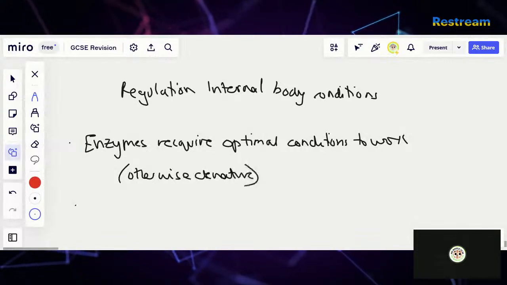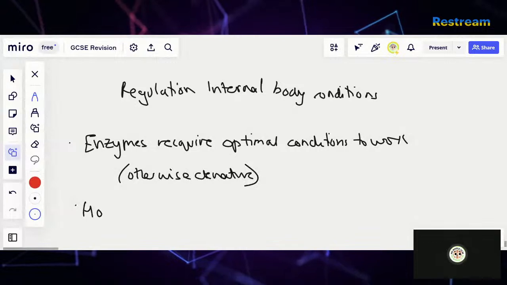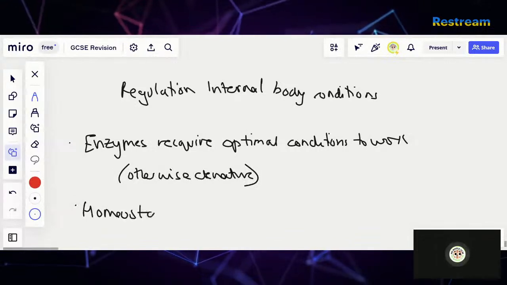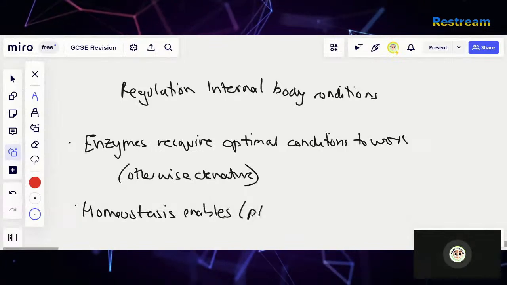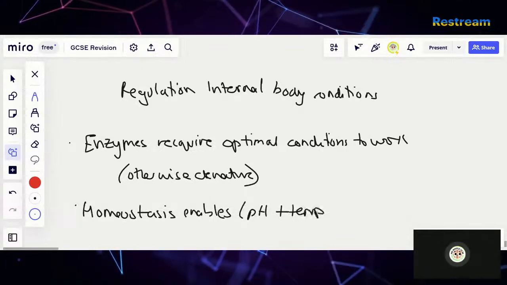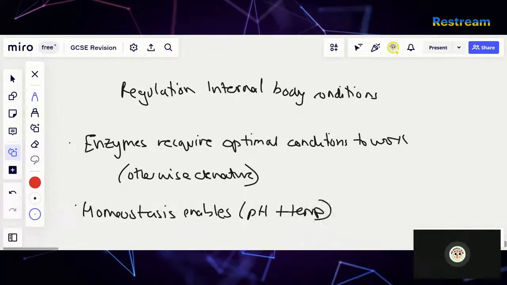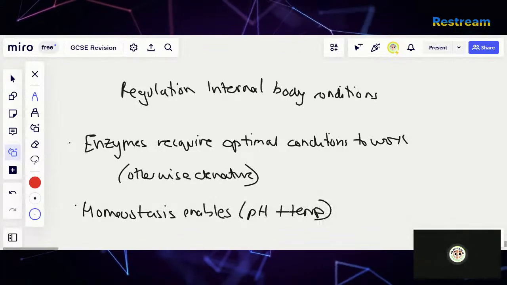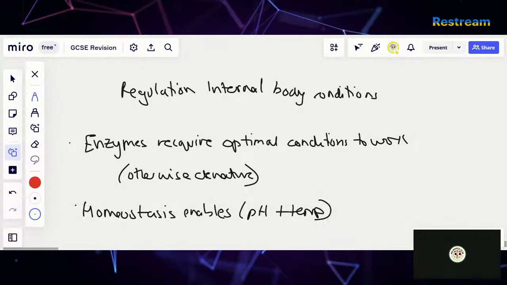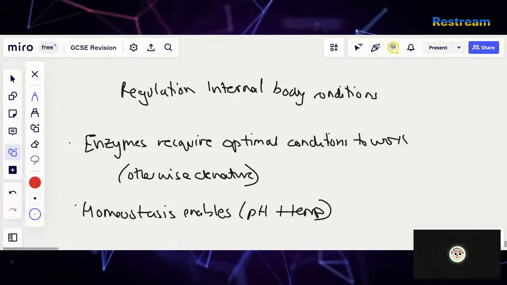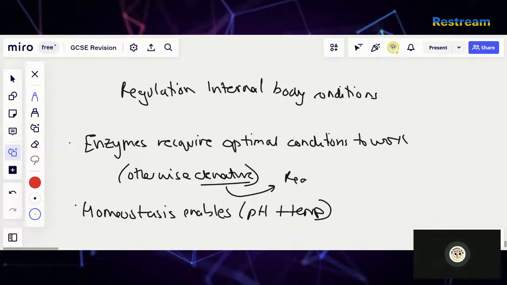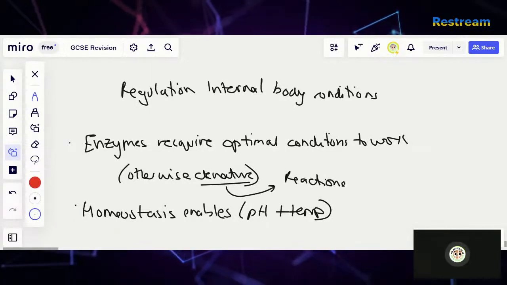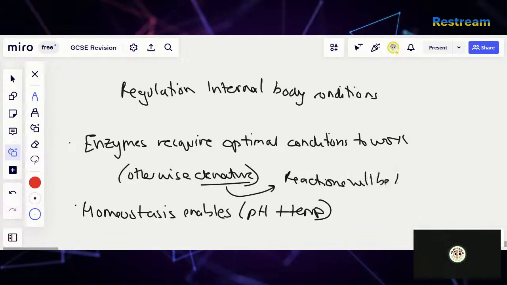This then means that homeostasis enables these optimal conditions, such as pH and the temperature, so that the enzymes can work to the best of their ability. And if enzymes denature, you also need to mention how the reactions will then be too slow. Because remember, enzymes don't cause the reactions, they help the reaction.